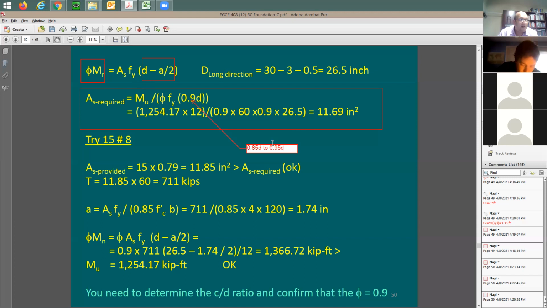So it is not like a code. It is nothing that I have to follow. You can assume to be 95% and just come up with some reinforcing, and then you test it. How would you test it? You go through this exercise here to find out phi Mn. So this is not like code thing. This is just an estimate, and this estimate is based on practice. When you practice a lot, you're going to say, okay, let me just go with 95 or 90%, and this should be fine.